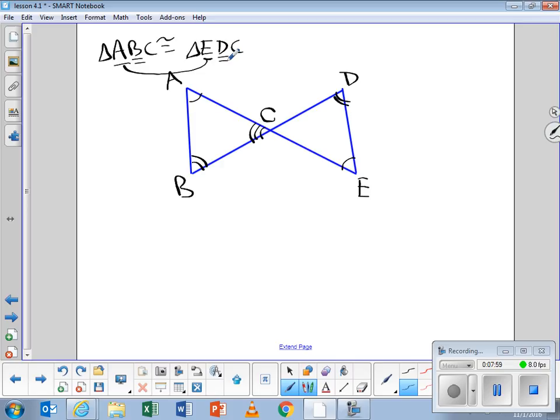Okay. Now, do you realize we cannot call this angle C like that? We cannot. We can label it angle A. We can label it angle B. We can label it angle D and angle E. But we can't call it angle C. Can anybody tell me why?